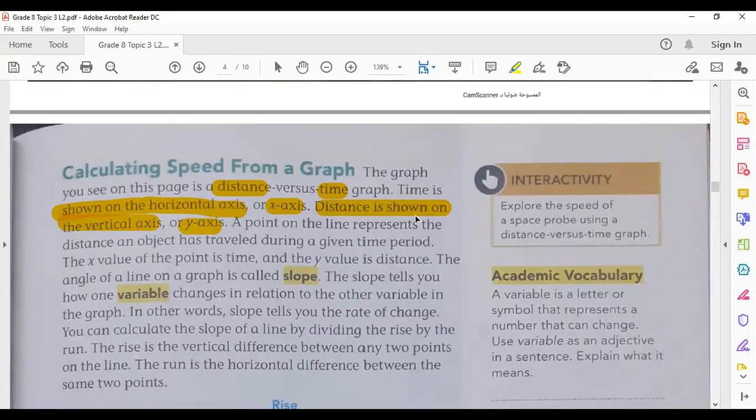Did you take this in math? Yes, we're actually taking it right now. Yes, y2 minus y1 over x2 minus x1. Right.